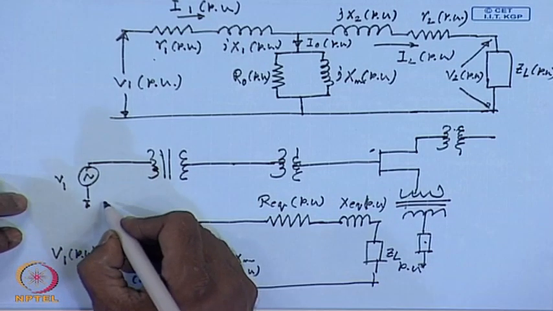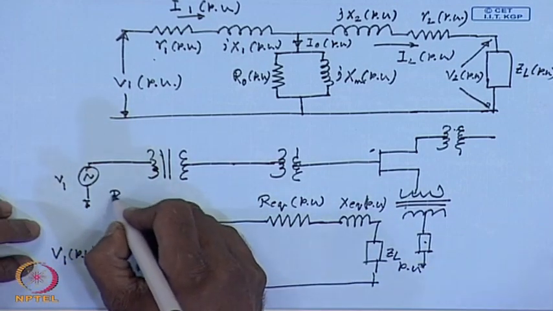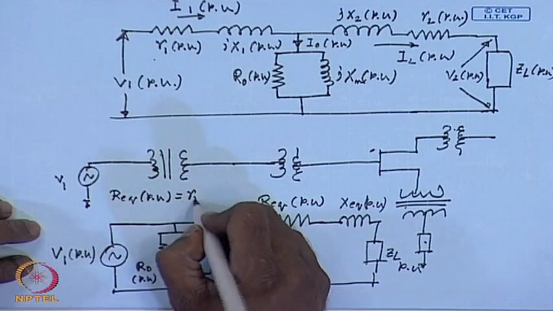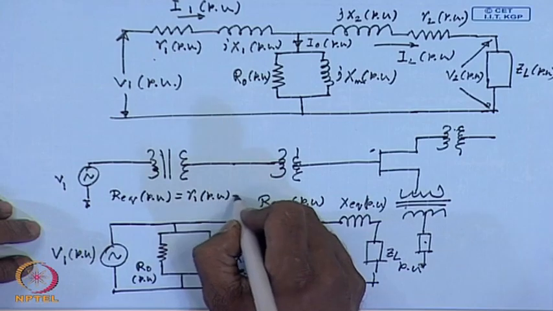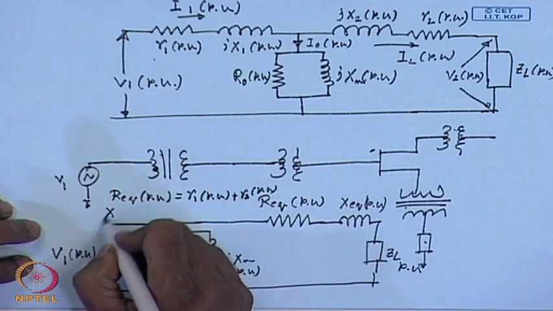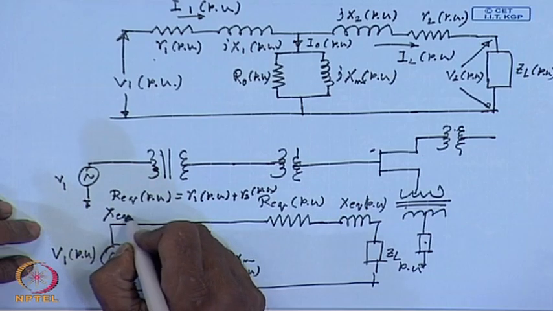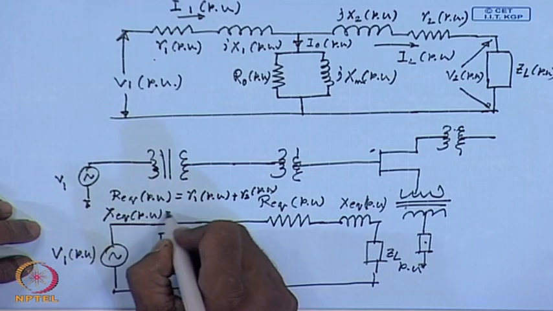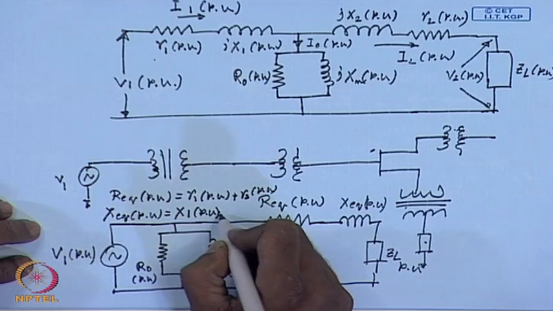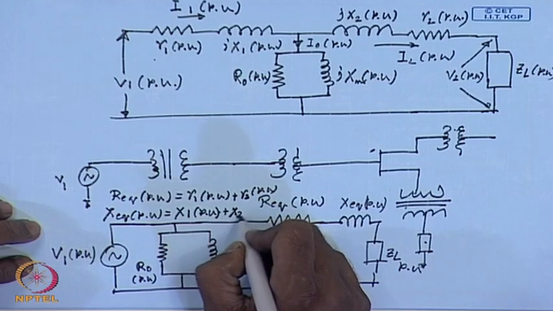Where Req per unit is simply R1 per unit plus R2 per unit. Similarly, Xeq per unit is equal to X1 per unit plus X2 per unit.